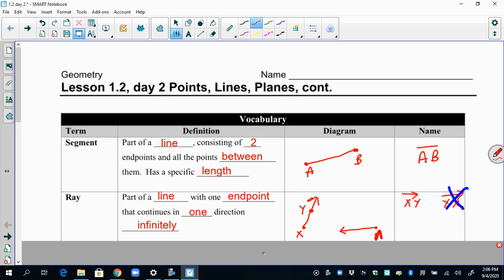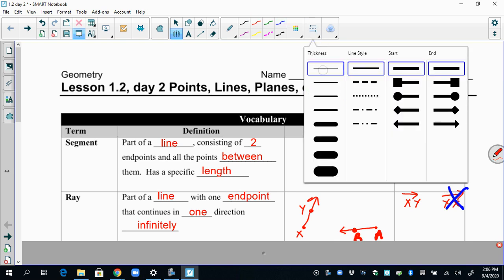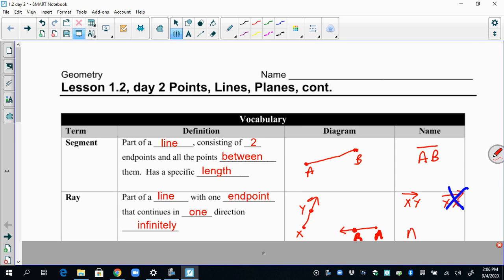This one, if I put an A here and a point B here, even though that ray is going to the left, I still put A first and B second and the ray symbol above it. That way, if I know that it talks about ray XY, I always know what the endpoint is. X is the endpoint, A is the endpoint.